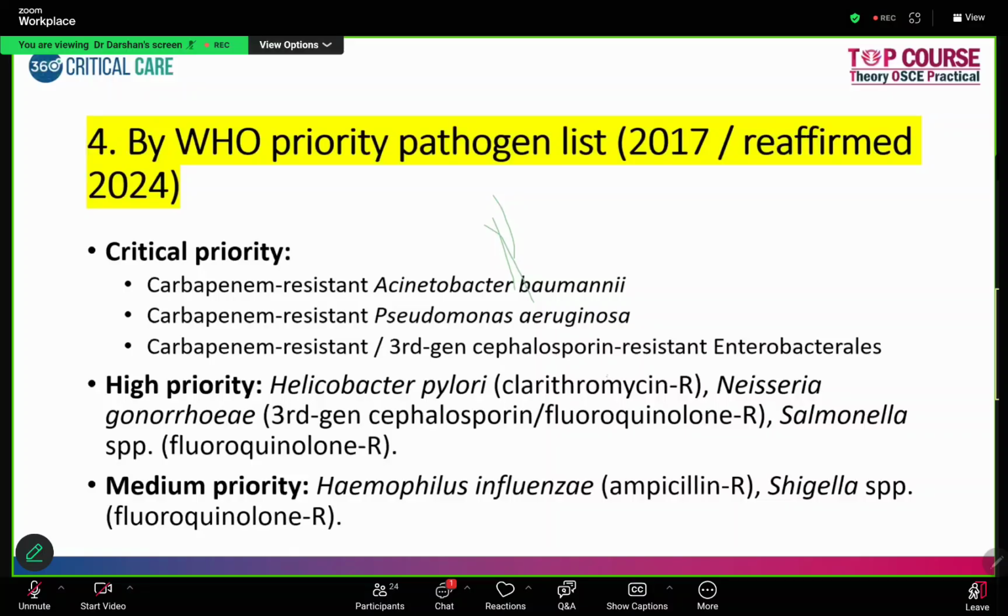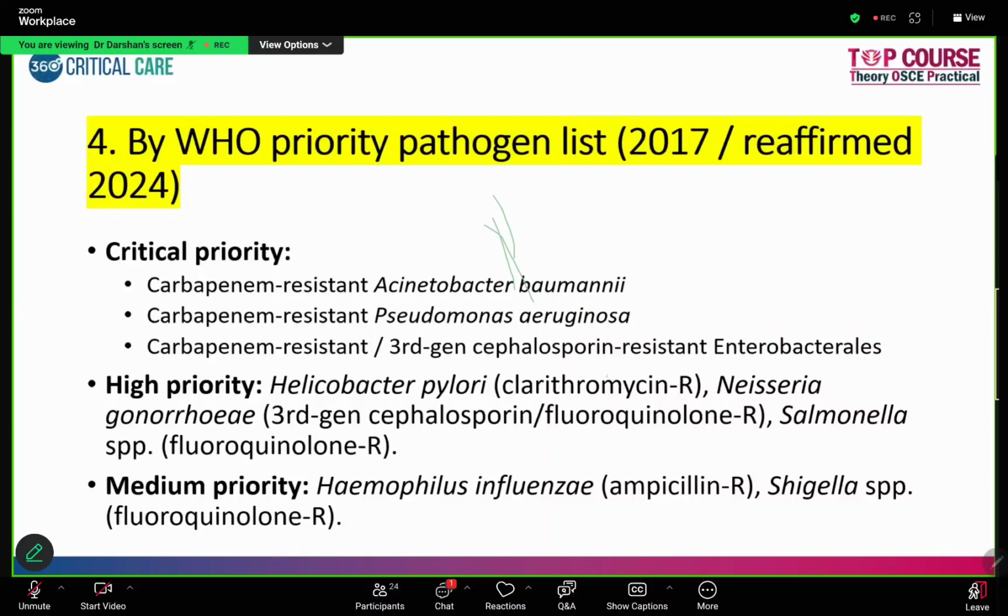At the same time, they told that these organisms are the ones which require newer antibiotics at the earliest. And the critical priority is the priority to find new antibiotics. Unfortunately, we have not achieved that even in 2024. That's the reason WHO reaffirmed that these three organisms, that is, carbapenem resistant Acinetobacter baumannii, carbapenem resistant Pseudomonas aeruginosa, and the Enterobacterales all fall under a critical priority list wherein these types of sepsis would be detrimental and will carry a higher mortality rate.